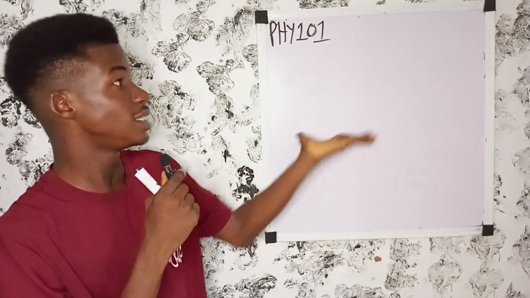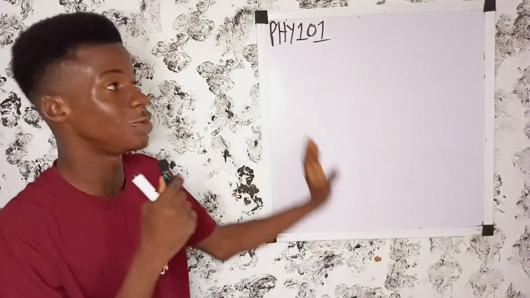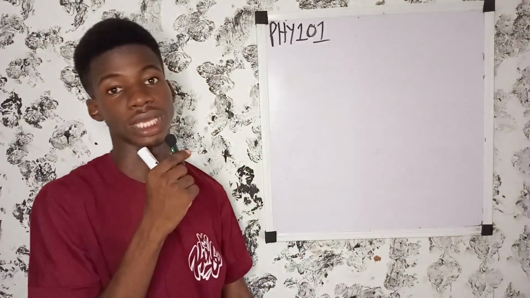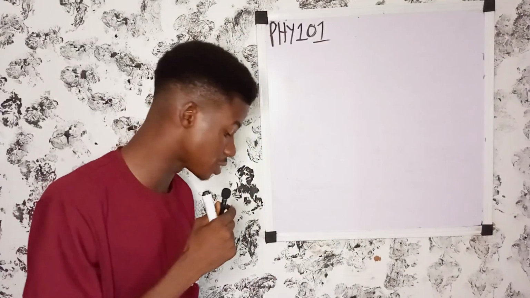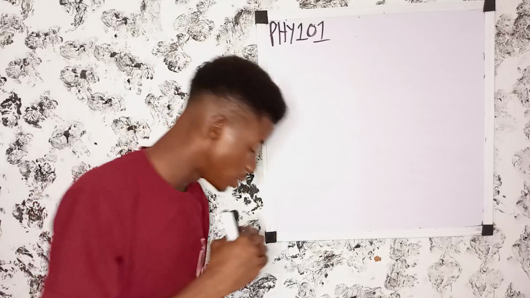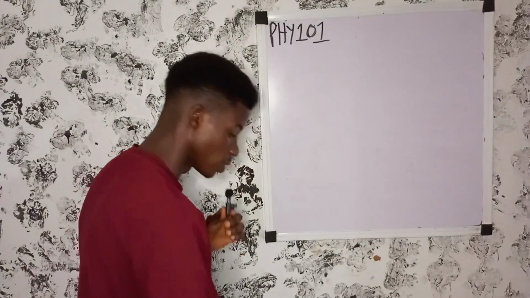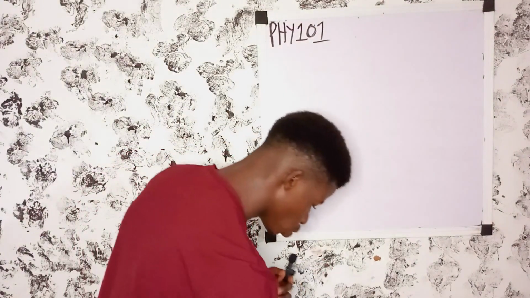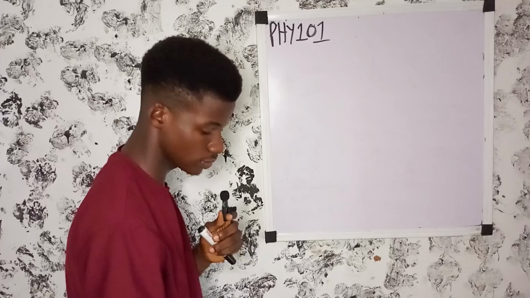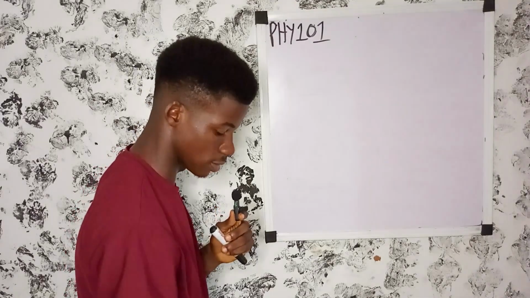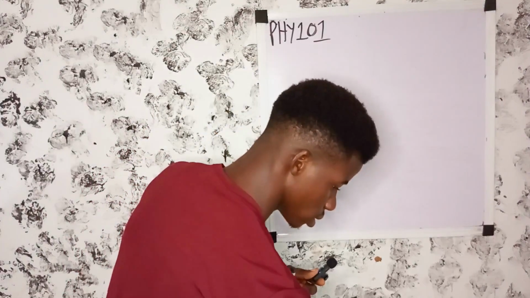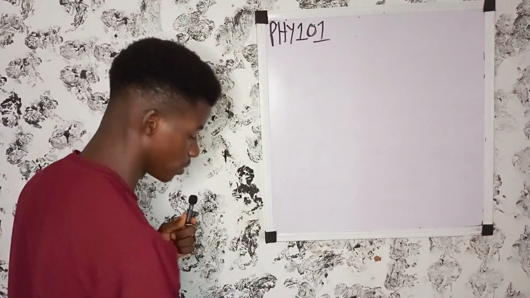Because this board is so small and I cannot be writing the whole questions here, I will just be reading out the question, bring out the parameters, then answer them. I will start with the very last question, which is question 2.10. Now let me read it.